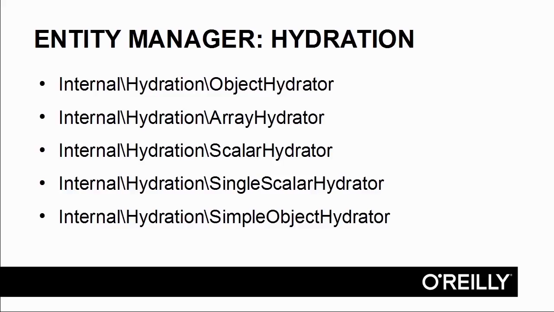The Entity Manager also includes a series of classes which are referred to as Hydrators. What the Hydrators do is they allow the Entity Manager to translate between the entity objects and the structure required by the particular operation. So for example, you might need to go object to object, object to array, or an object into individual scalars or variables. We also have single scalar and simple object hydrator.